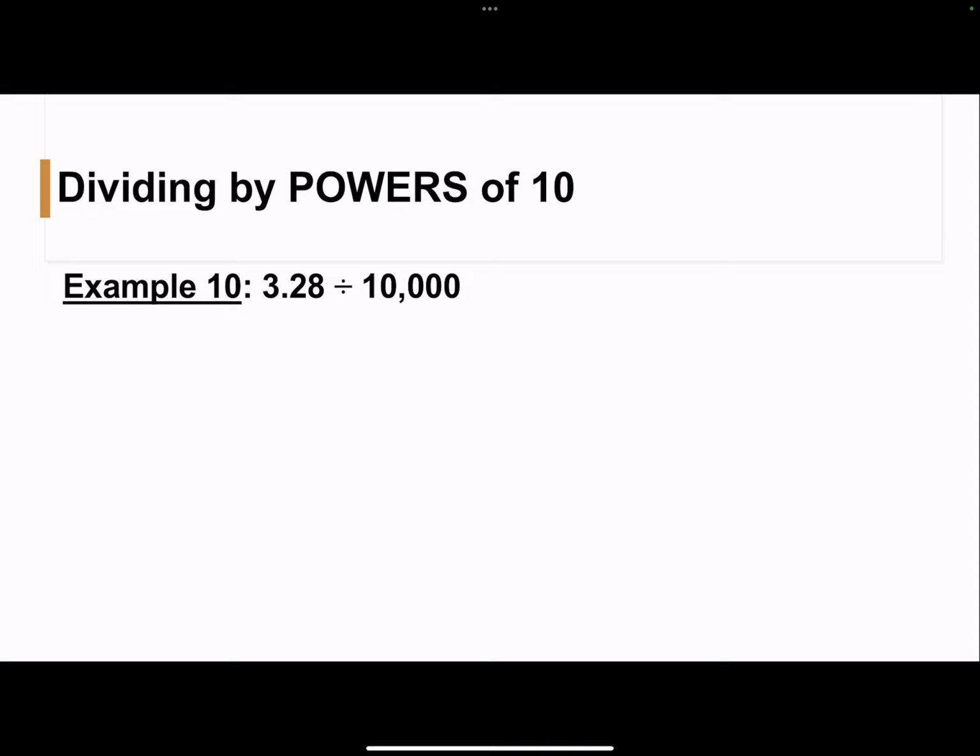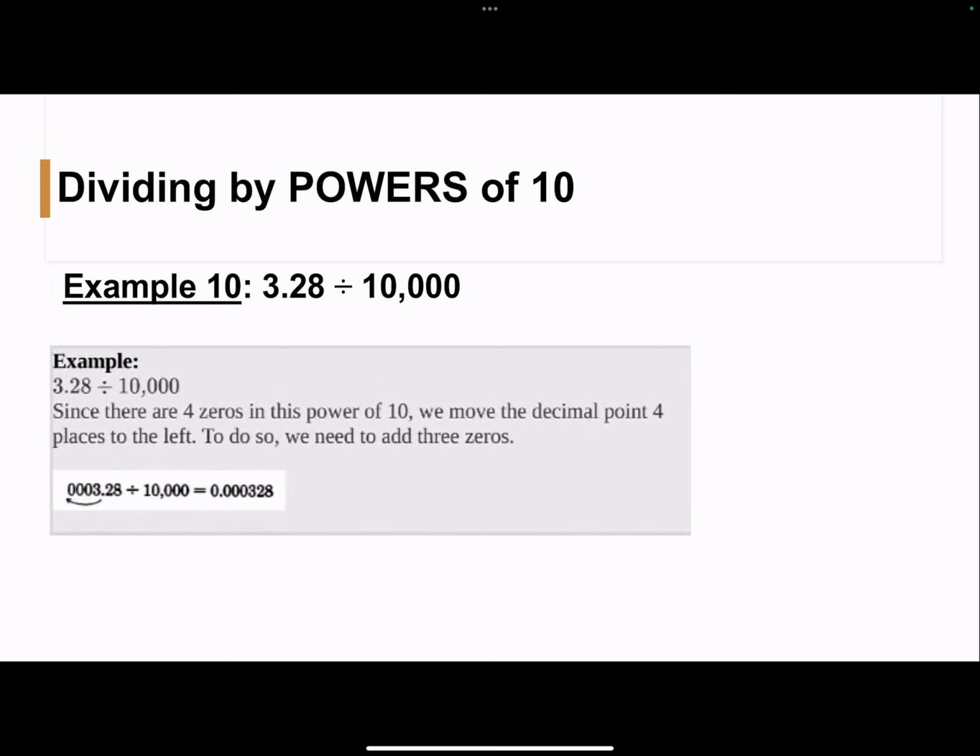All right, let's do another example. 3.28 divided by 10,000. All right, we have 4 zeros here. 10,000 is the same thing as 10 to the 4th. Again, we have a positive exponent, so we're going to move to the left 4 spaces. When we go to move to the left, I don't have any more units, I only have 1, so that's when I have to add those 3 zeros. So 0.000328 would be my answer.